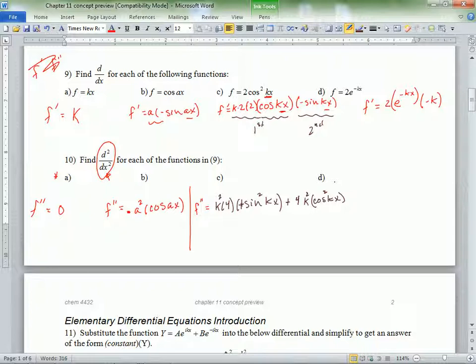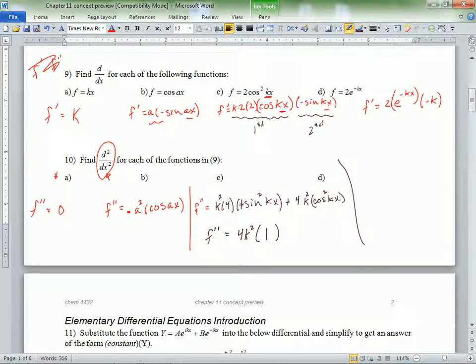So you could really say f double prime here is 4k squared. What was sine squared plus cosine squared? 1. It was 1. So the answer is really 4k squared. Okay, that was C.